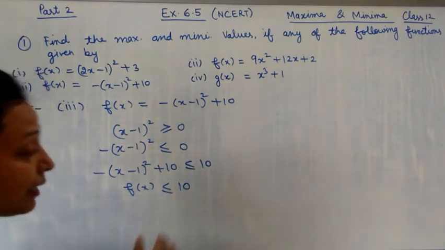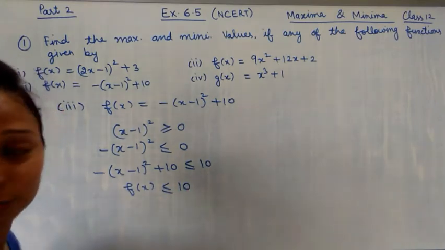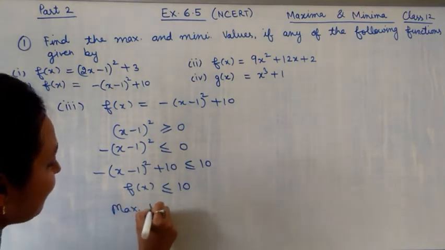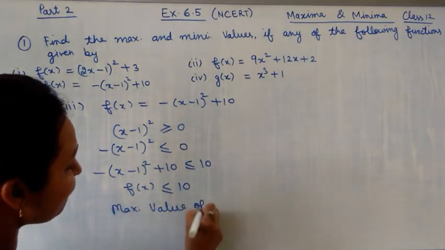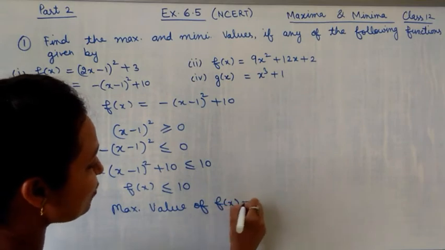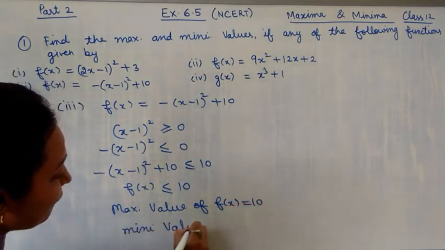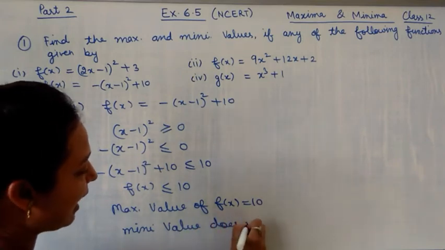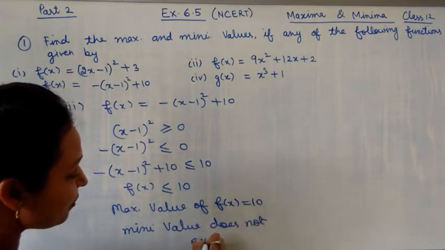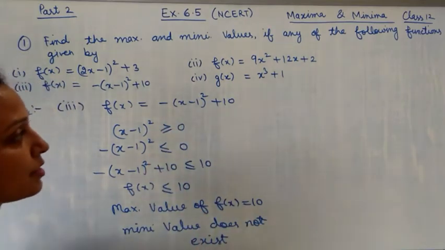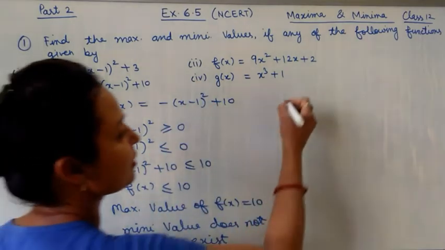That means here we have the maximum value, right? That maximum value is, maximum value of f(x) is equal to 10. Minimum value does not exist. Okay. So this is the third part of the first question. Now come to the fourth part.